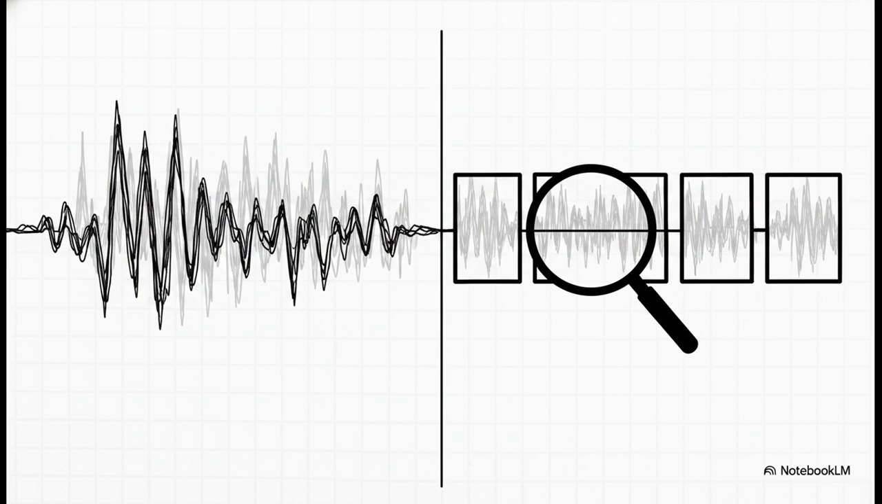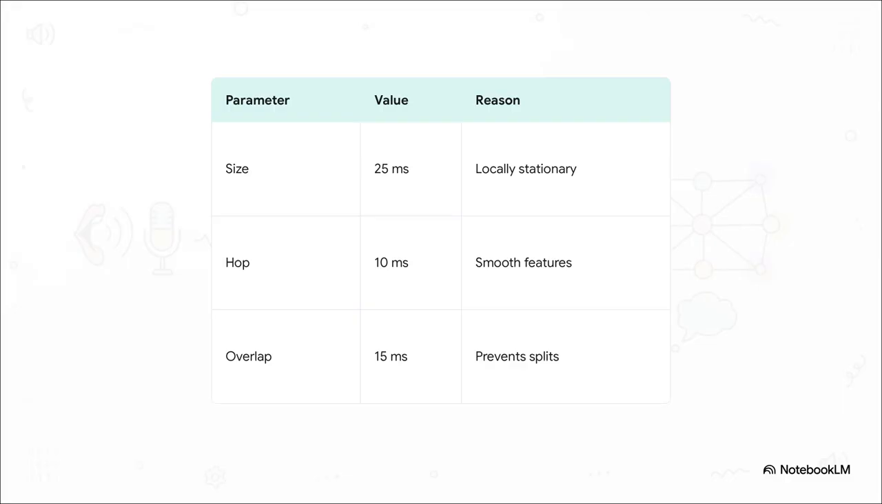We literally chop the continuous audio up into tiny, frozen frames where the speech just isn't changing fast enough to break the math. Let's break down the exact numbers. We use a frame size of 25 milliseconds, but we don't just stack them end to end. We advance, or hop, the frame forward by just 10 milliseconds. That leaves us with a 15 millisecond overlap.